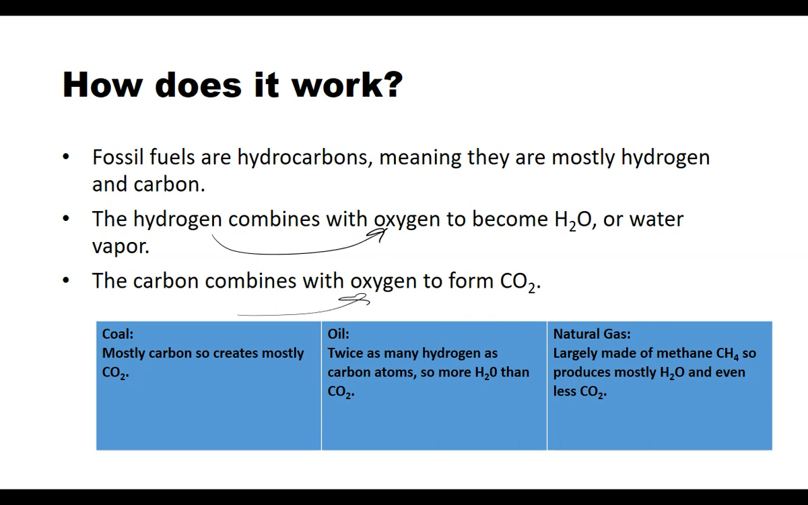And then natural gas is actually the best out of all of them. It's made of mostly methane, which has a lot of hydrogen, right? Note the H4 in there. And so as a result, right, four times as many hydrogen atoms as carbon atoms. And so it's going to create even more H2O than CO2. So out of all of them, it's the cleanest burning one in that sense, right? Produces more water vapor than CO2.